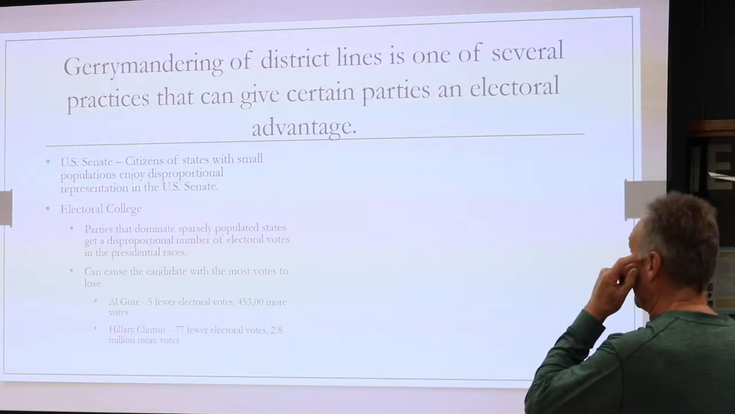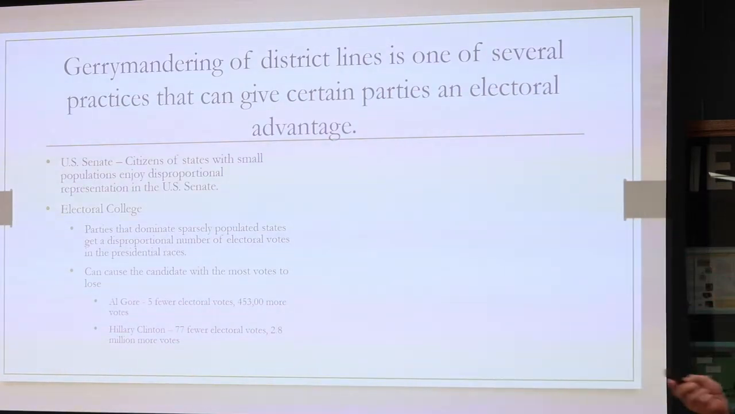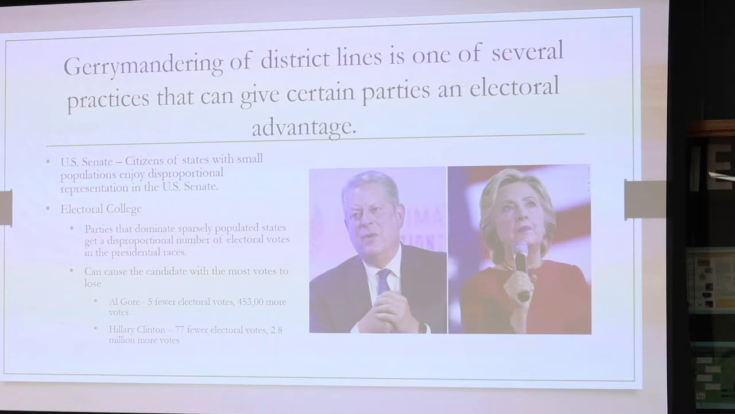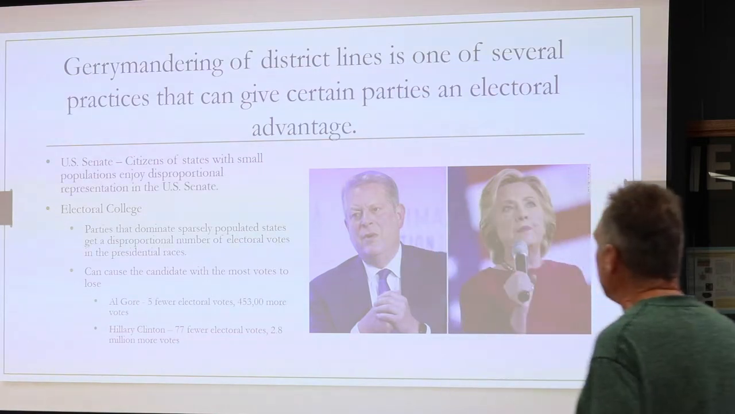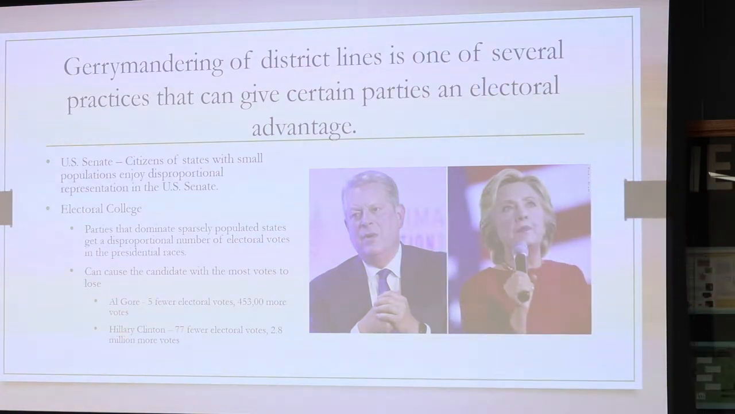Another thing that's been around pretty much for our whole history has been the way we elect a president, not by popular vote, but through a system called the Electoral College, which is kind of similar to the Senate in that the Electoral College tends to give a disproportional amount of say in who the president is to states that are sparsely populated. And of course, Kansas would probably be included in one of those. And this effect can actually cause the candidate with the most votes to lose the election. This has happened four times in our history, and twice in our recent history. Now, some of you may be too young to remember the 2000 election, but in that election, Al Gore, even though he garnered almost 500,000 more votes than George W. Bush, ended up with five fewer electoral votes. That was one of the closest presidential elections in our history.